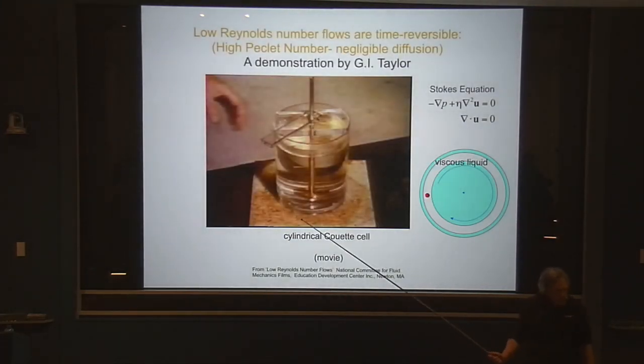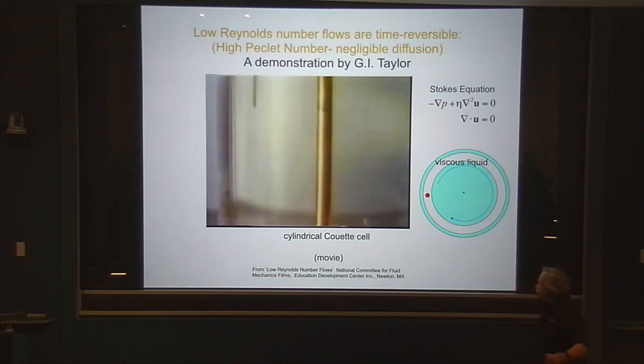Has everybody seen this movie? Has anybody seen this movie? This is the movie by G.I. Taylor showing you that low Reynolds number flow is reversible. I'll show it. Anyway, the only reason I say this, and I always say this, and it's always true, is that if you've never seen this movie before, it's the only thing you'll remember about the lecture, okay?